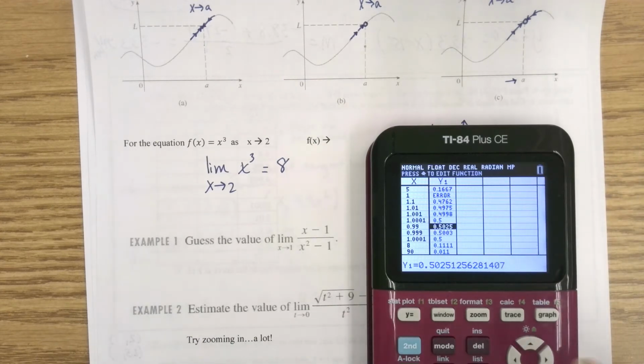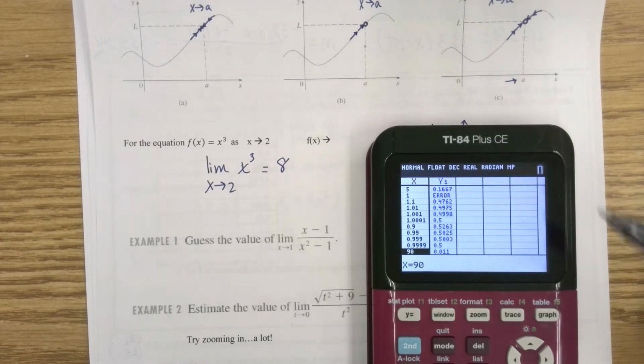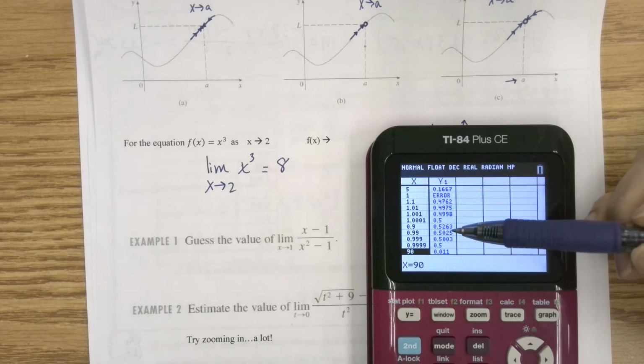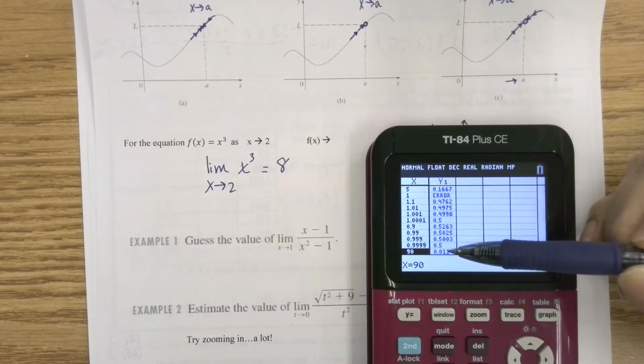What if I wanted to check it on the other side, which I do? Because in order for a limit to approach a number, it has to approach the same number from both sides. So on the other side of 1 would be 0.9. If I get a little closer, 0.99, 0.999, 0.9999. And you can see the same exact trend, but the numbers are coming from above 0.5 and getting closer and closer to 0.5.